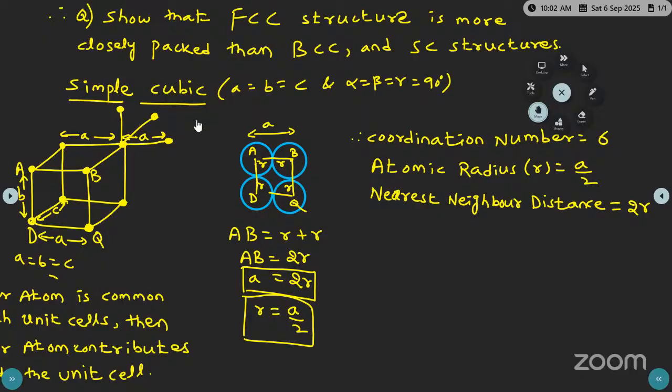And here, as we discussed, these atoms are in contact along the edge. They are in contact along the edge. In the primitive cell under the simple cubic structure, the atoms are in contact along the edge.